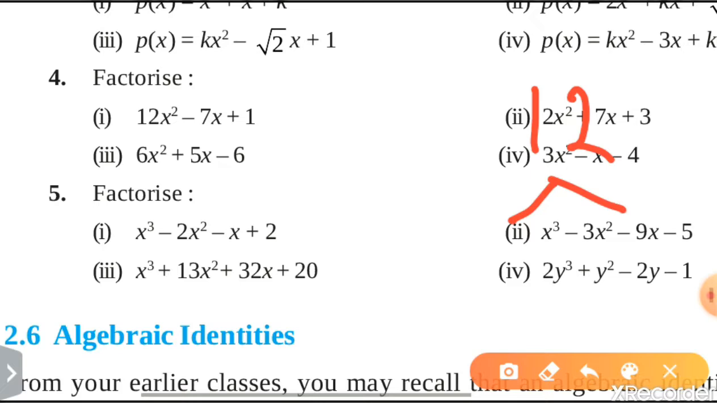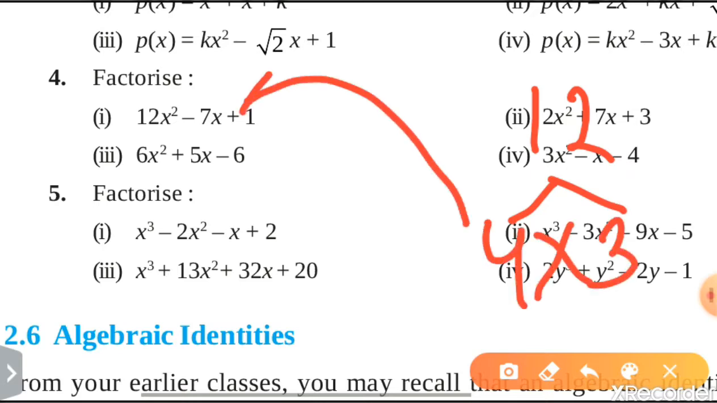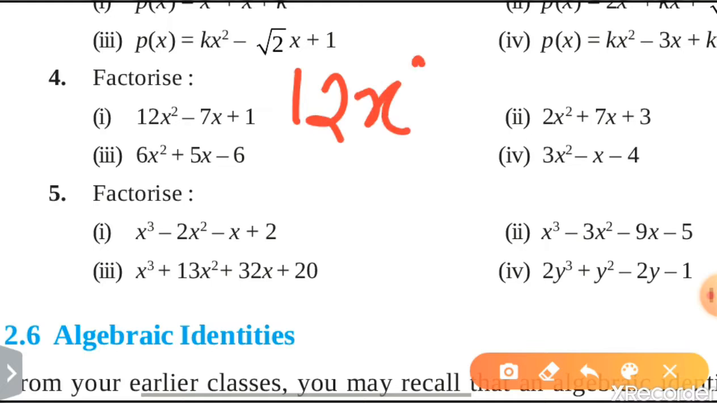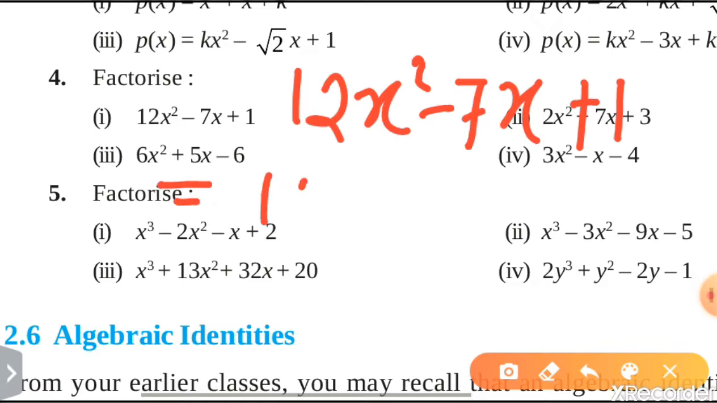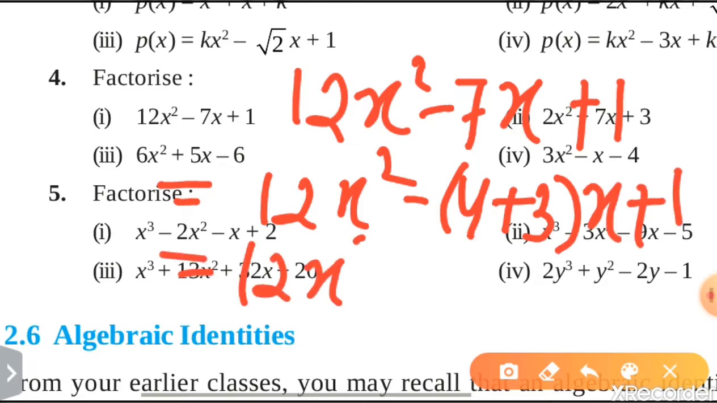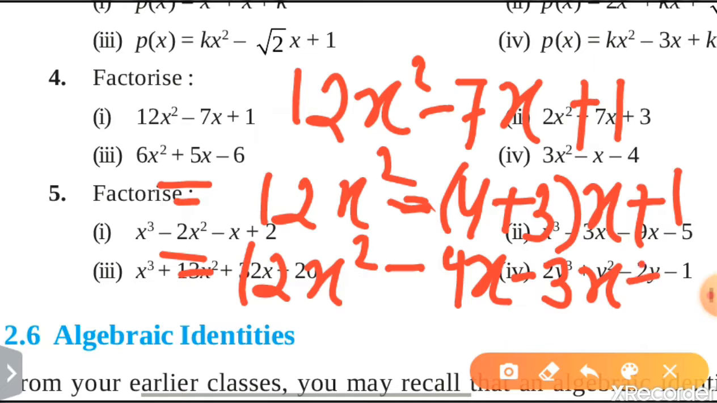So for 12, we can say that 4 times 3 is 12, and 4 plus 3 is 7. It is satisfying the condition. So in place of 7 we will write 4 plus 3. See how we will solve it. It's 12x square minus 7x plus 1, equal to 12x square minus (4 plus 3)x plus 1. Now 12x square minus 4x, and there is a negative sign outside, so it will be minus 3x plus 1.